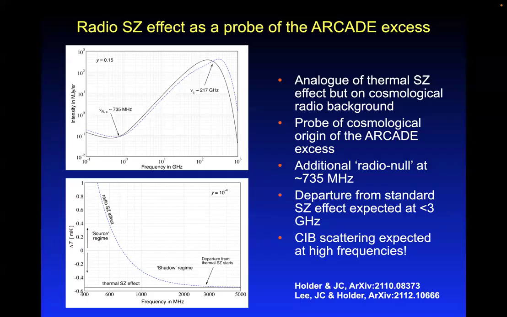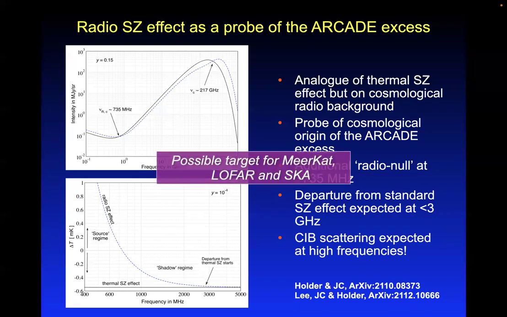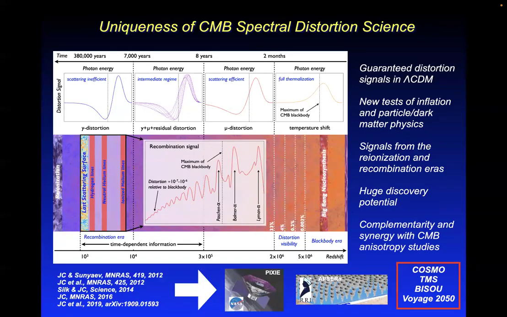Another way to probe this is the so-called radio SZ effect, basically the scattering. Instead of just saying there is a processing of the CMB, you also can look at the processing of the radio background, and this would be leading to signals that could be looked at in the radio, for example, with MeerKAT, LOFAR, and the SKA, but I do not have time to really go into this. So let me wrap up.